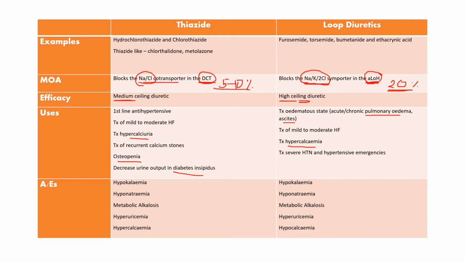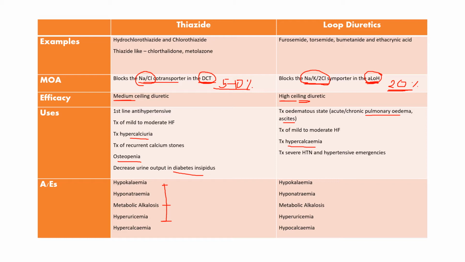So adverse effects, the first four are kind of similar. So we get hypokalemia in both of them, we get hyponatremia in both of them, we get metabolic alkalosis because we lose those protons, remember, and we get hyperuricemia. So we increase the uric acid in our bloodstream because these diuretics block the organic anion transporter that transports uric acid from the bloodstream to the urine, to the tubules. So yeah, these are not good for people with gout because they might exacerbate gout.